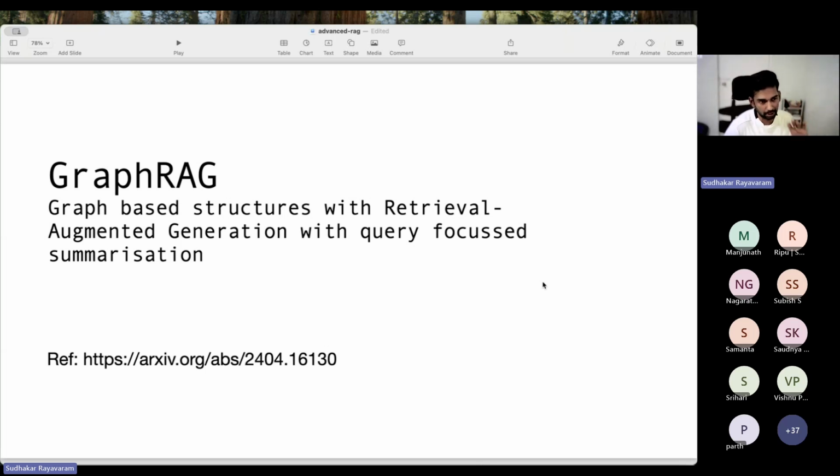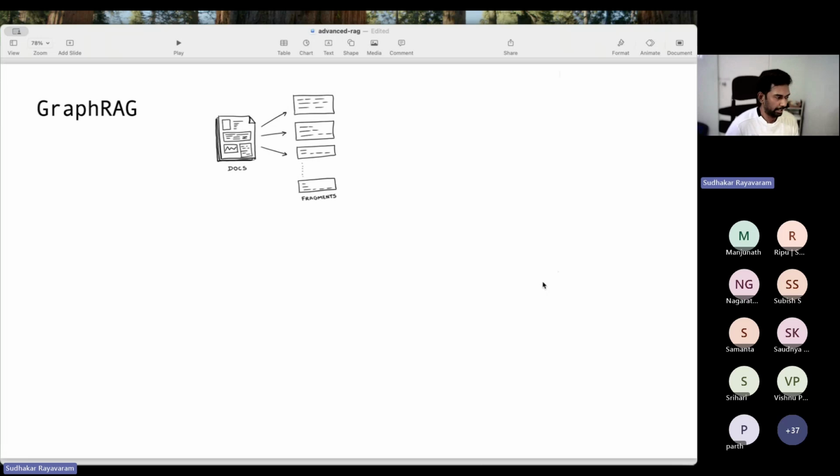But I'll give a brief of what the idea is, and why it is very interesting, so that you can go deeper when you take the paper and read it. Okay, so GraphRAG, what does it do? Why is it different? The same things, right?